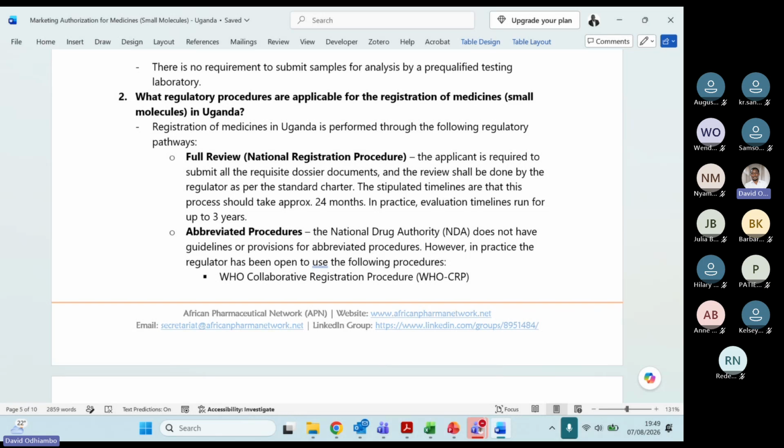And the other piece would be what regulatory procedures are applicable for the registration of medicines. We have different procedures. The first one is the full review procedure. You submit the whole dossier, module 1 to module 5, or only module 1 to 5 minus 4 for generic products.